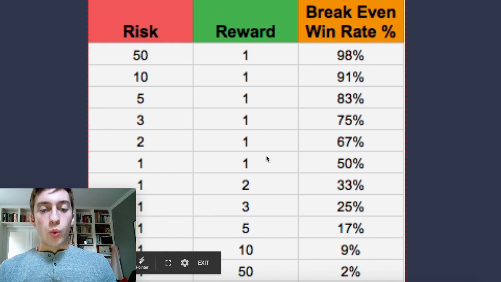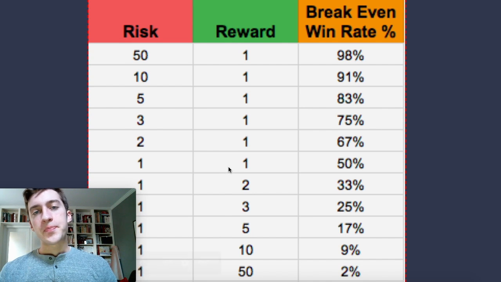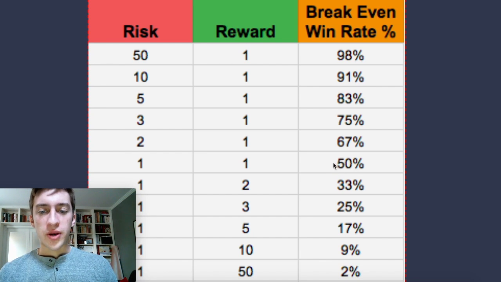Now let's say I'm looking at a 1-to-1 trade where I'm just risking as much as I could potentially make, and I believe that I have about a 1 in 3 chance of being profitable when the threshold is 50%. That's the break-even win rate. I would not take that trade because that would be minus expected value.